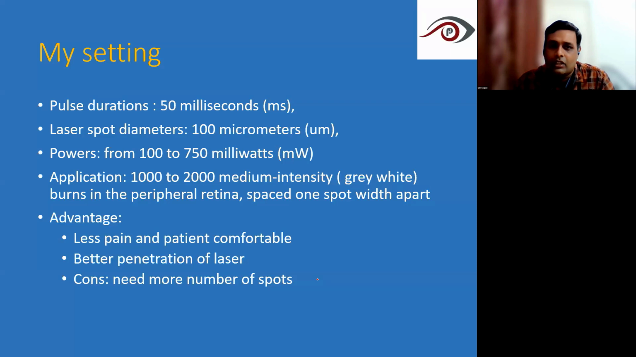I usually apply 1000 to 2000 medium intensity burns in the peripheral retina, and I do it in multiple settings of 2 to 3 sittings. You can see I have decreased the spot size and also the duration. Once you decrease the duration, the patient will have much less pain and will be comfortable while doing the laser. It also has better penetration of the laser. But the only disadvantage is you require a larger number of spots to do the laser.